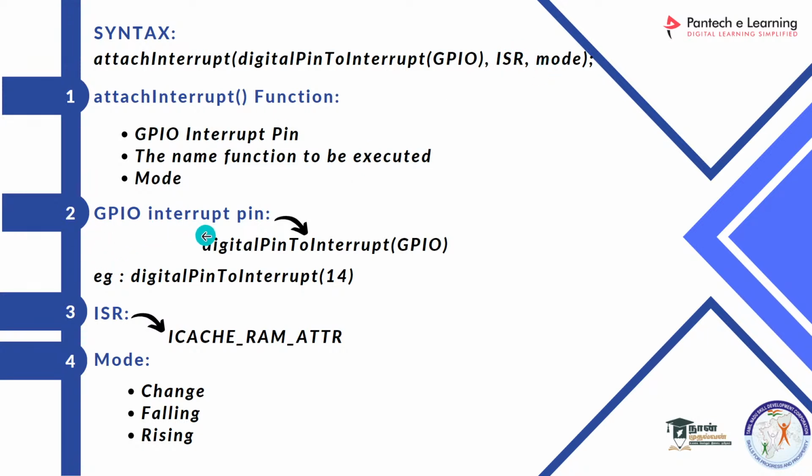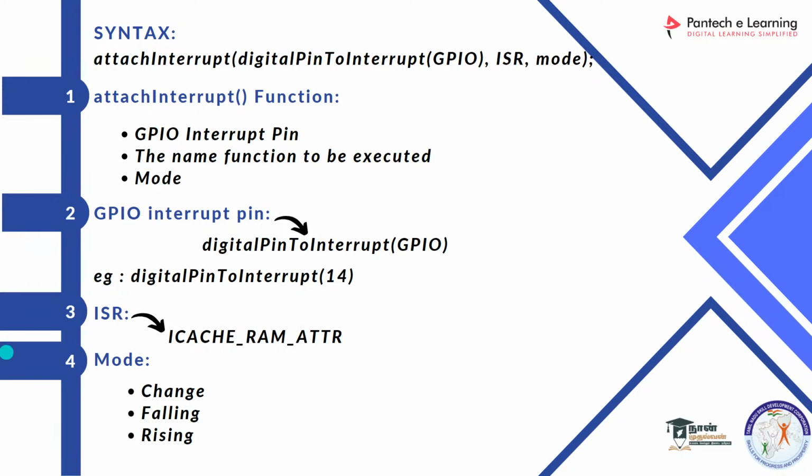So coming to the GPIO interrupt pin, the first argument is a GPIO interrupt. You should use digitalPinToInterrupt. Inside the brackets, you have to mention the particular pin to set the actual GPIO as an interrupt pin. So for example, if you want to use GPIO 14 as an interrupt, you have to give digitalPinToInterrupt and inside you have to pass 14. The ESP8266 supports interrupts on any GPIO. We have already talked about this, right? Except GPIO 16, because it is the pin which is D0.